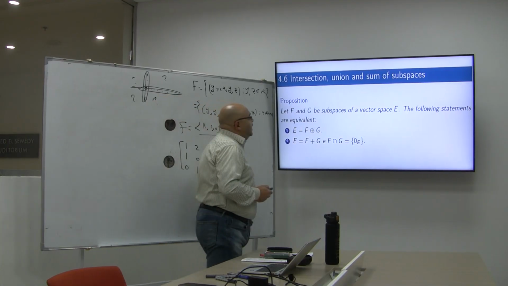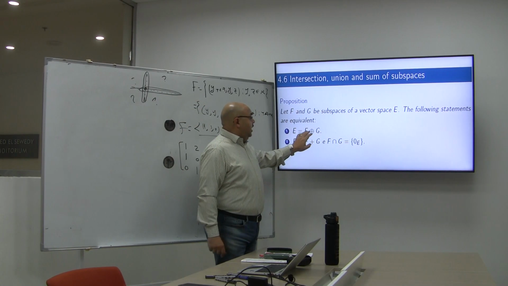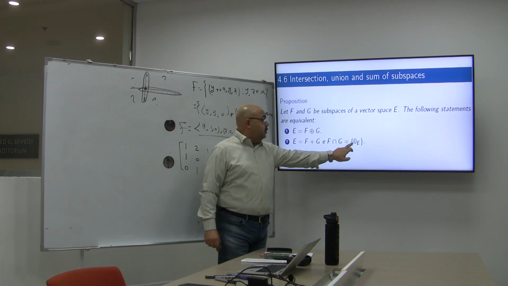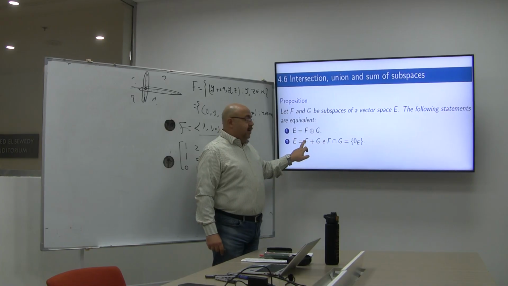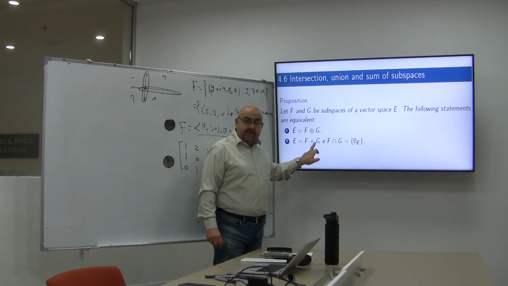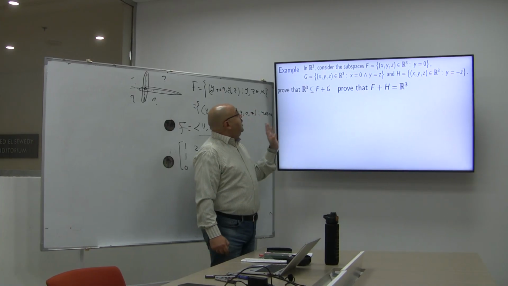Let F and G be subspaces of a vector space. The following statements are equivalent. The direct sum means that the intersection equals 0, and it means that every vector in E is made up of vectors that already exist in F and G together. So these two statements are equivalent to each other.